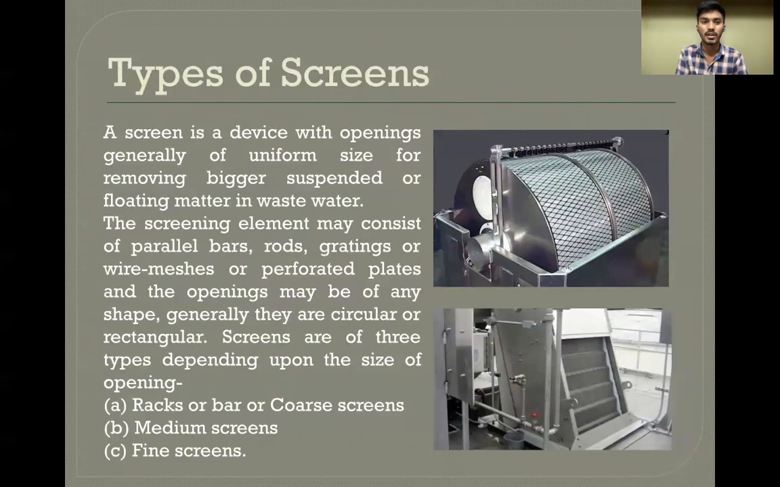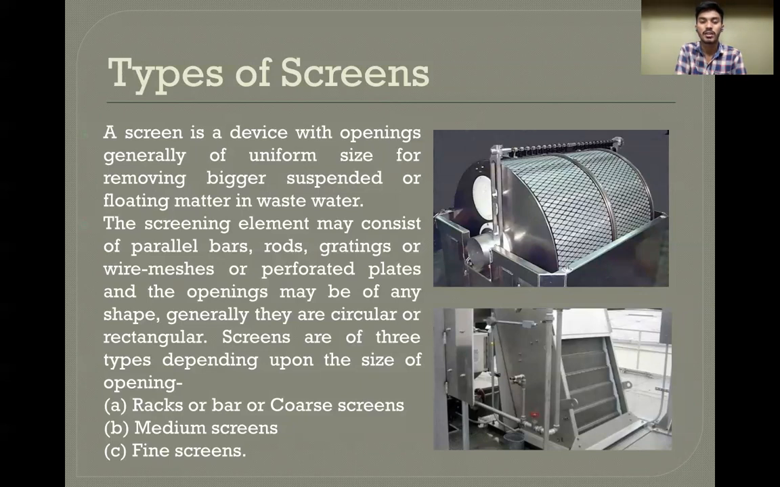Types of screens. A screen is a device with openings generally of uniform size for removing bigger suspended or floating matter in the wastewater. The screening element may consist of parallel bars, rods, gratings, wire meshes or perforated plates. Generally, they are circular or rectangular in shape.